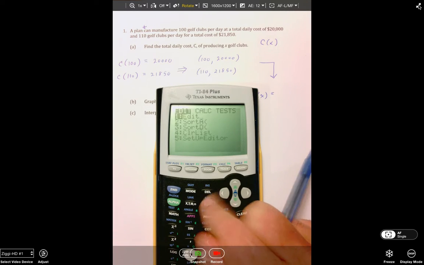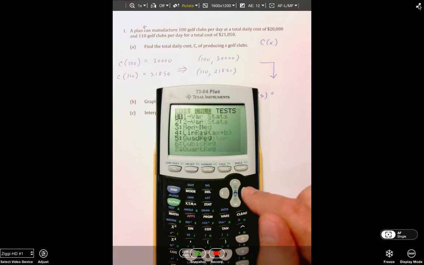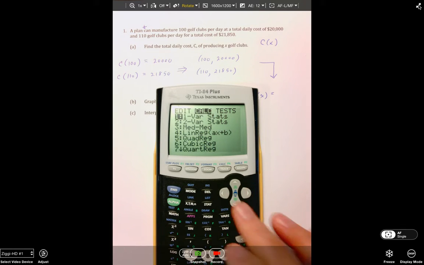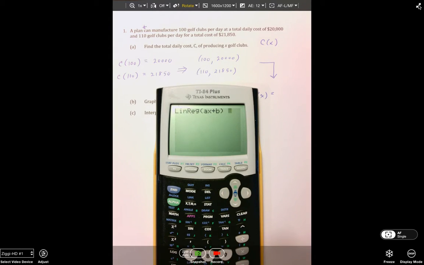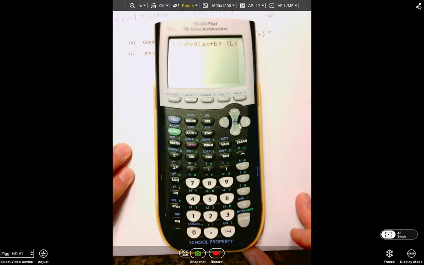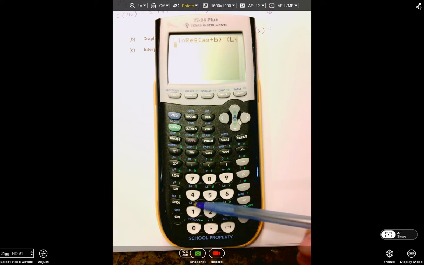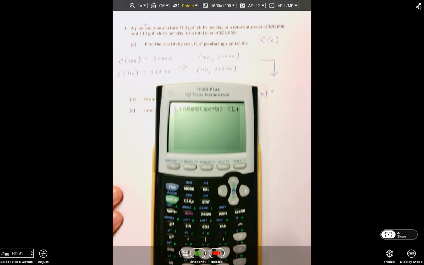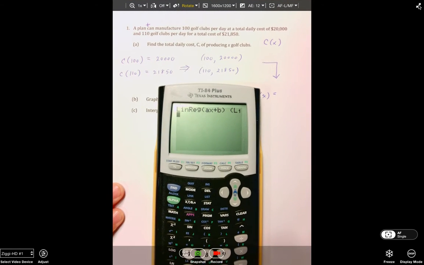If you hit Stat and go over to Calc and come down to number 4, or just hit the number 4, we have linear regression ax plus b. Left parenthesis, second L1. Remember, right here we have L1 and right there we have L2. That's where we put our information. You can't see that, so let me bring it back down where the glare of the light isn't as bad.